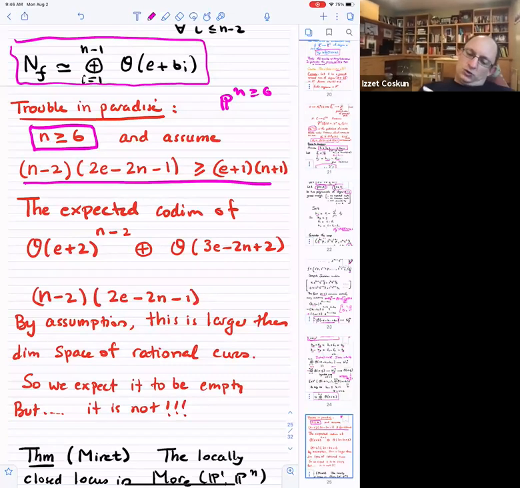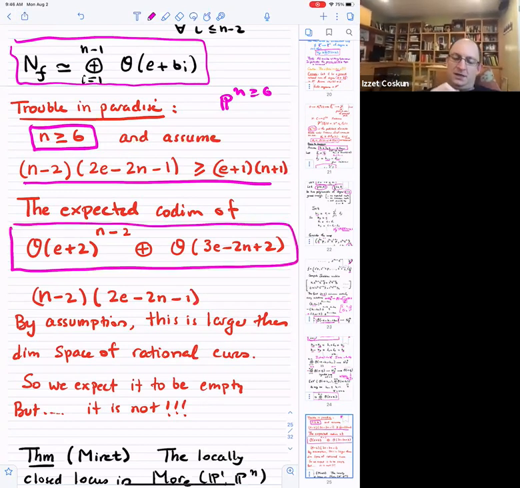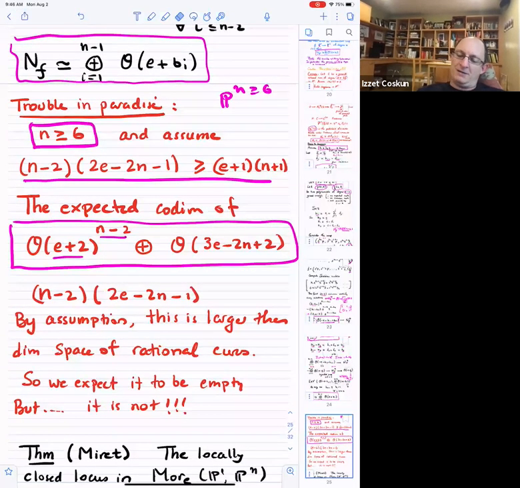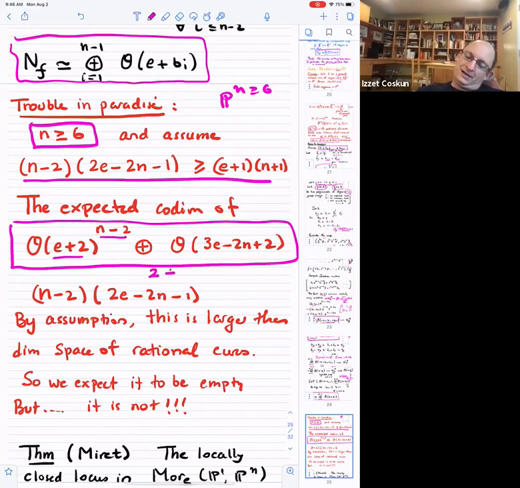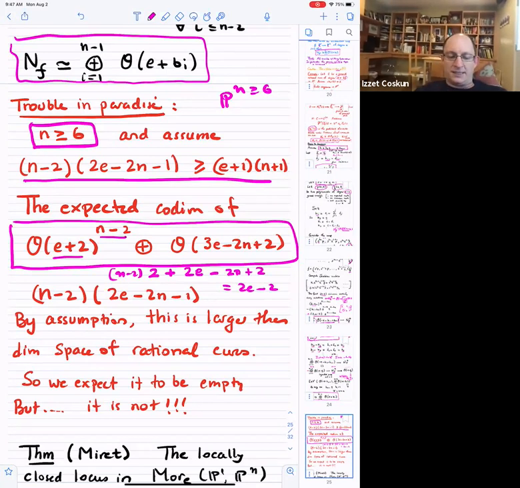So here is what I could do. Let me ask, what's the expected codimension of the splitting type that looks like this? So I have n minus 2 copies of e plus 2 and one copy of 3e minus 2n plus 2. Let me convince you that this thing is okay. 2 plus n minus 2 copies of 2 plus e, minus 2, sorry, 2e minus 2n plus 2, becomes 2e minus 2, right? So this is really an allowable splitting type. And by what we just said, there are some maps that have this splitting type.